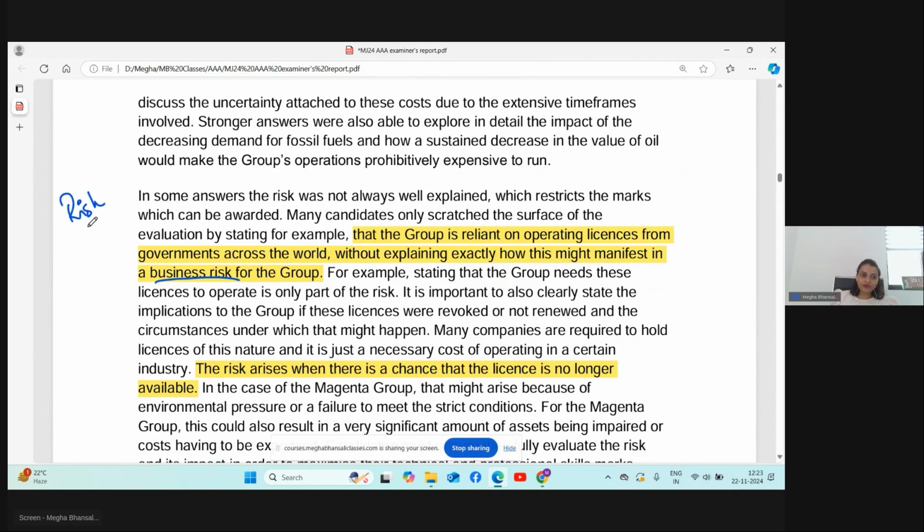If I have to talk about risk, it is basically what could go wrong. You have to write what could go wrong in all your answers. If you write that, your risk point, you will get marks. So here they've said the risk arises when there's a chance that the license is no longer available. If you don't get the license, then that's a risk. That's what you have to write.